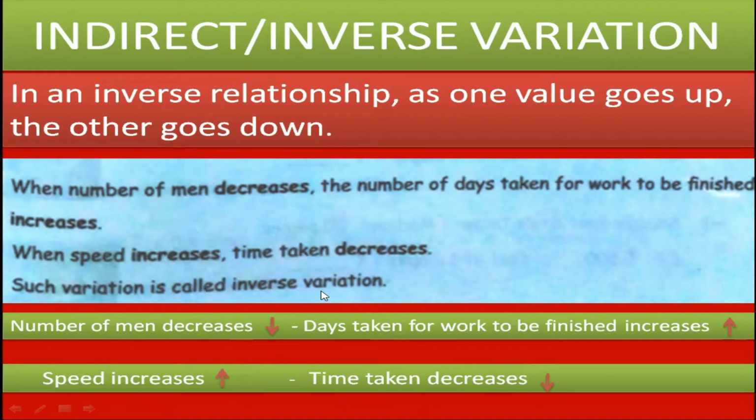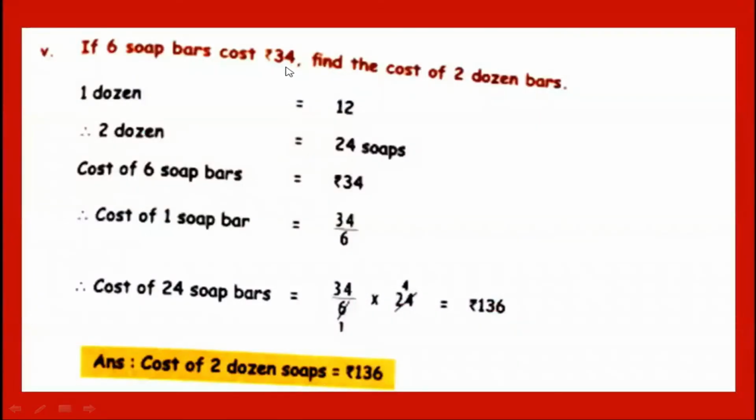Example, if 6 soap bars cost rupees 34, find the cost of 2 dozen bars. 1 dozen equals 12, 2 dozen equals 24 soaps. Cost of 6 soap bars is equal to rupees 34. Cost of 1 soap bar equals 34 by 6. Cost of 24 soap bars is equal to 34 by 6 into 24.